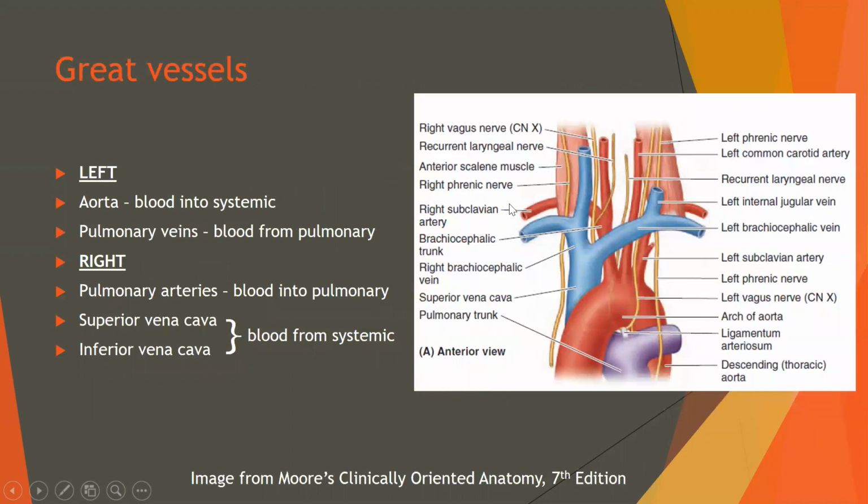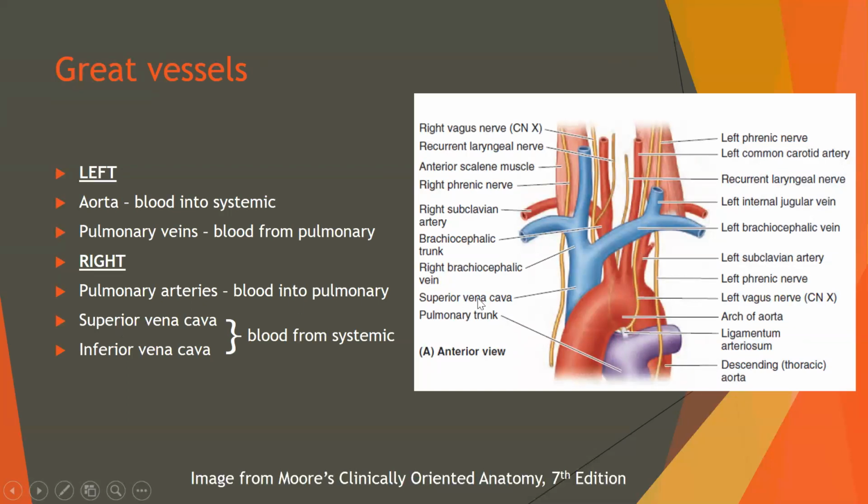Here are your great vessels. You've got the left great vessels, which are your aorta and your pulmonary veins. So the pulmonary veins come into the left, and your aorta goes out of the left. Aorta then becomes the brachiocephalic trunk here, then becomes subclavian, and then your common carotid on the right there. Then your next one is your left common carotid, and then the next branch of it is your left subclavian.